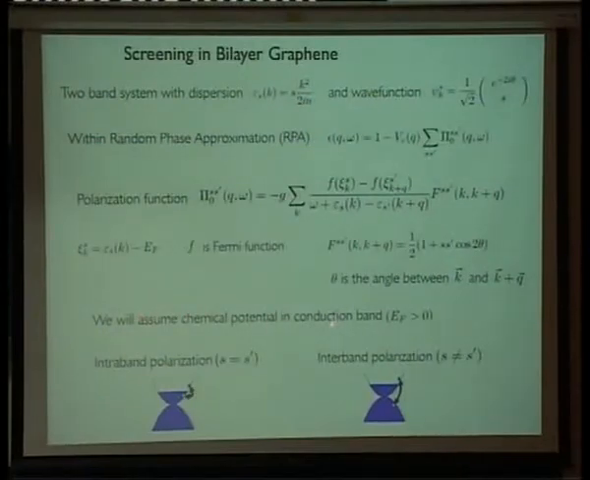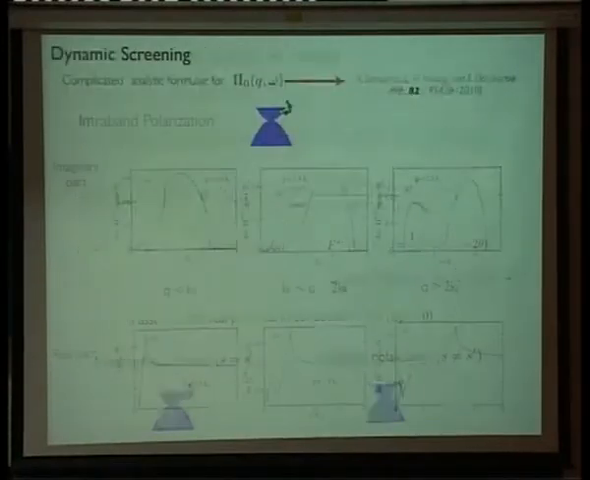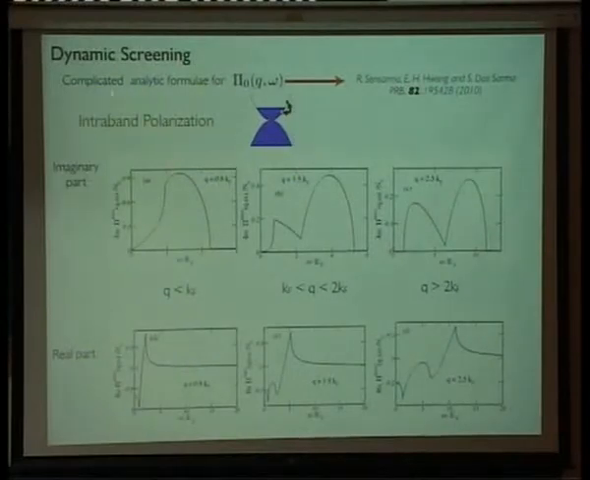Now, if we assume the chemical potential is in the conduction band, we can think of intraband polarization as follows, where intraband polarization is where the band index is the same. So essentially what happens is you are making electron-hole pairs, but in the same band. And interband polarization is when you are basically trying to promote this guy up there, so you're making a hole in the valence band. So we have a complicated analytic formula. I don't want to write it down, and it will take me more than one slide. But here are some pictures.